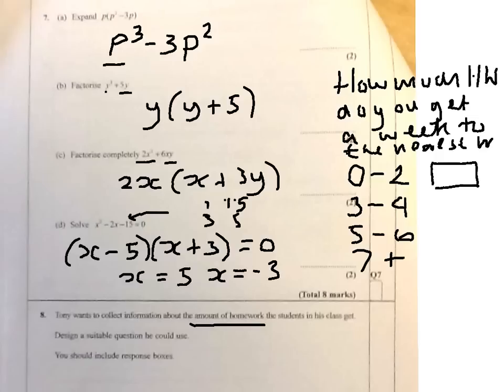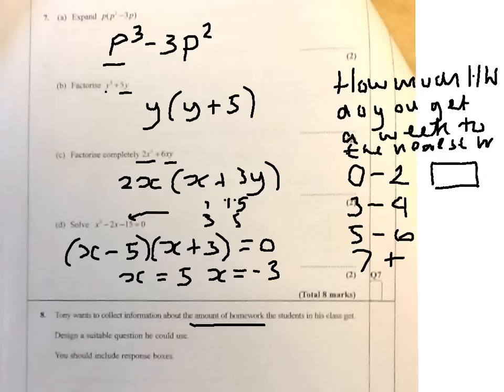Then if x minus 5 times x plus 3 equals 0, either x will equal 5, because if x is 5, you get 0 times whatever this is, which is 0, and the same sort of reasoning gives you x equals minus 3.